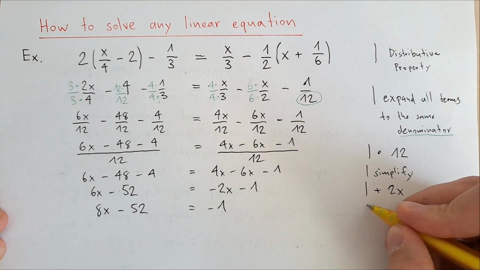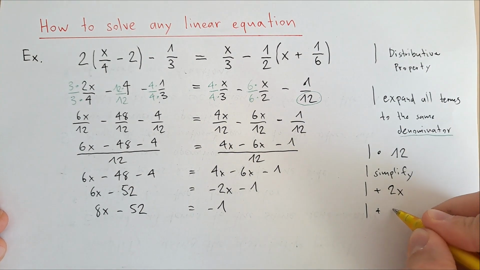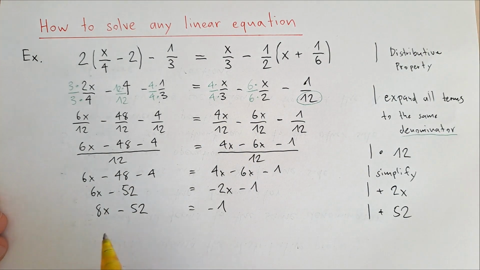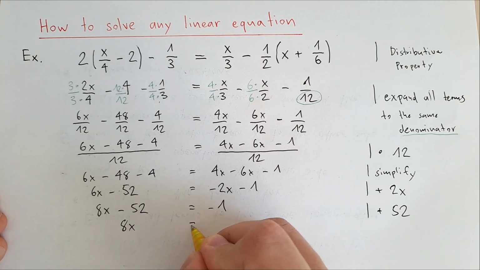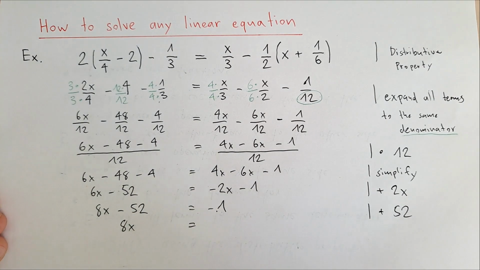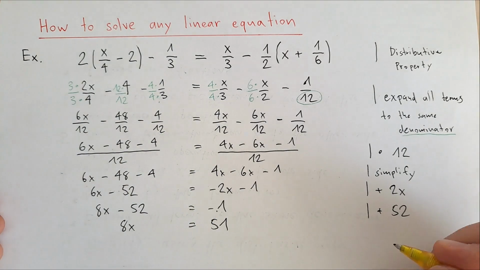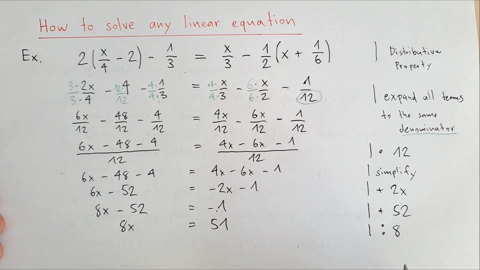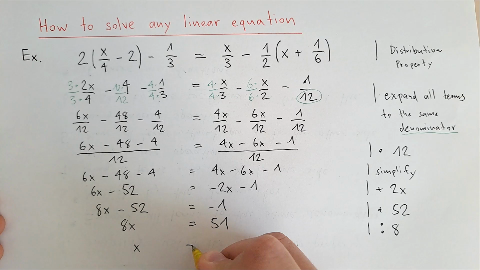Now we want to get rid of that minus 52 on the left side. And we can do that by adding 52 to both sides. This gives us 8x is equal to 51. And lastly, divide both sides by 8 and we find x equals 51 over 8.